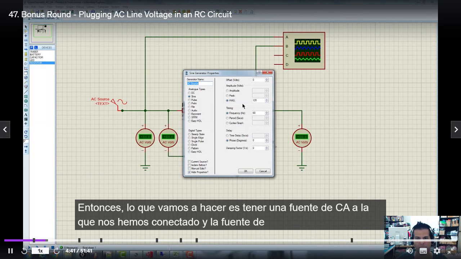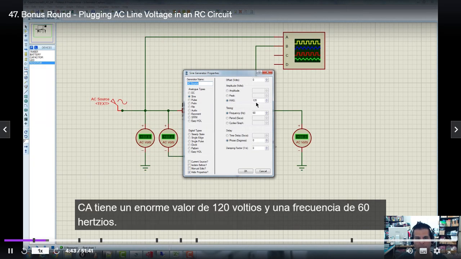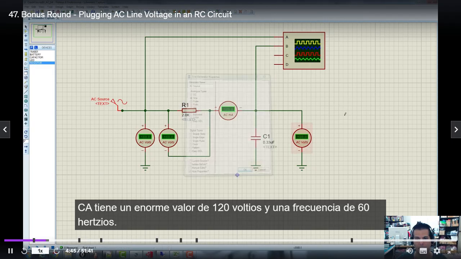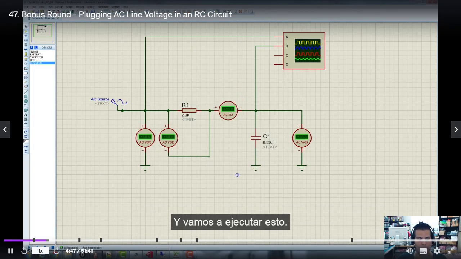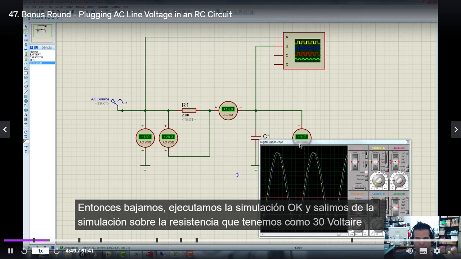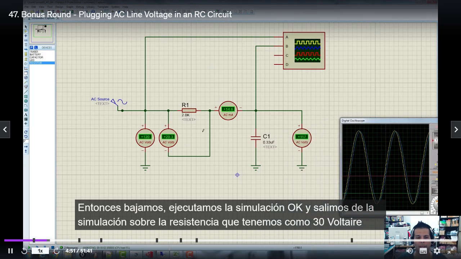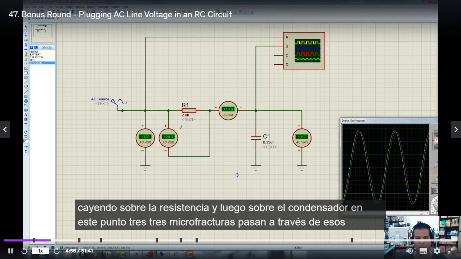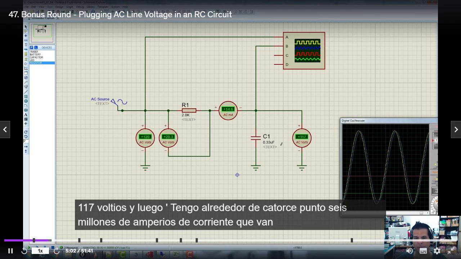and the AC source has an RMS value of 120 volts, and it's got a frequency of 60 hertz. And let's just run this thing. So we go down, we run the simulation. Okay, and we get out of the simulation over the resistor we've got like 30 volts dropping over the resistor. And then over the capacitor, this 0.33 microfarad capacitor, we've got 117 volts. And then we've got about 14.6 milliamperes of current going through the circuit.